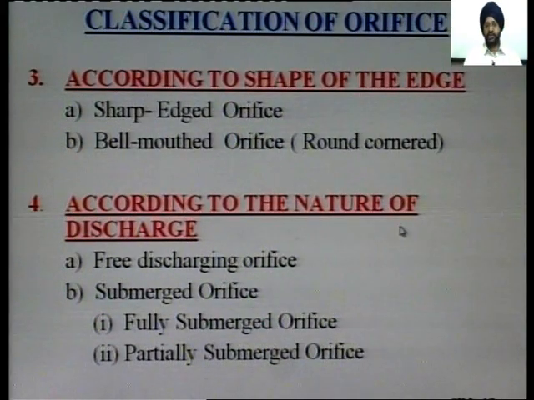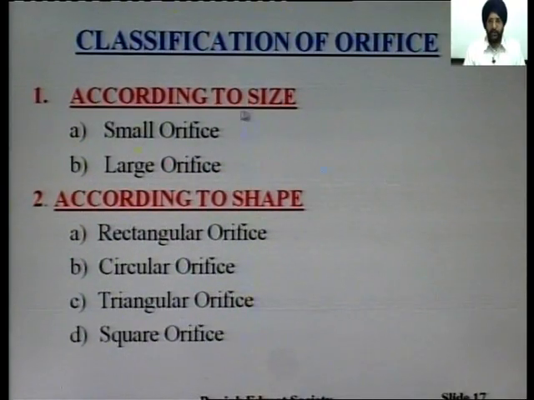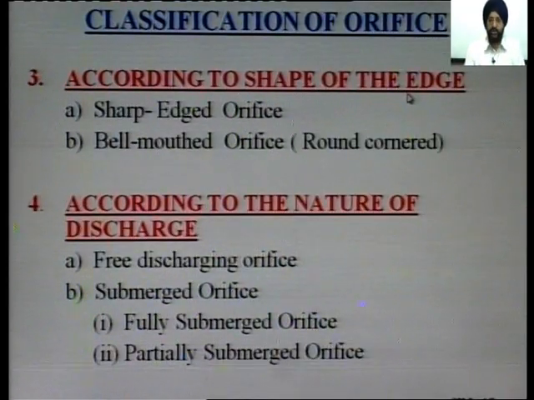And fourthly, according to the nature of discharge, we may have a condition of free discharging orifice, or we may have a condition of submerged orifice. So, this is the classification according to the nature of discharge. The second one, the submerged one, is once again of two types. It may be a fully submerged orifice or a partially submerged orifice. So, you have seen we can classify the orifice according to size, shape, the shape of the edge, and the nature of discharge.